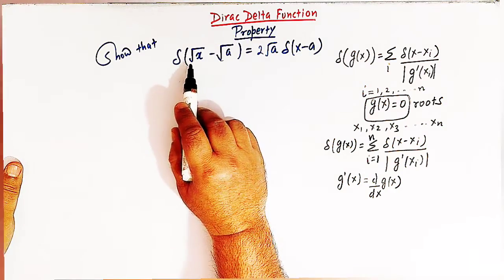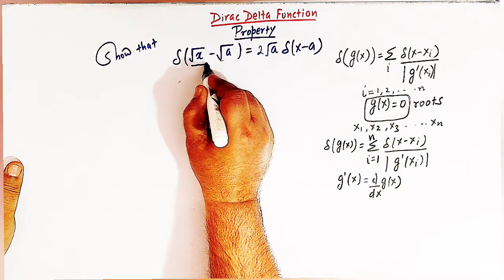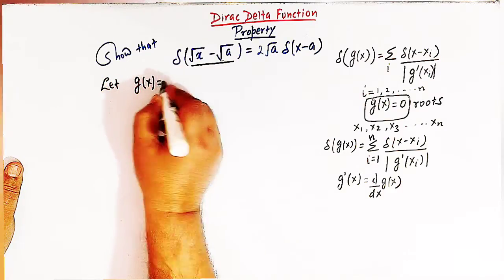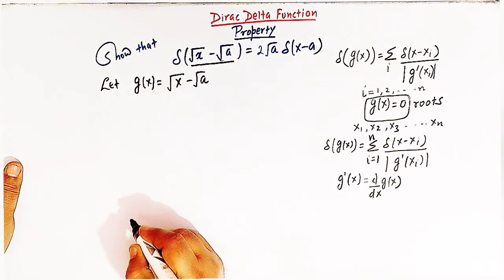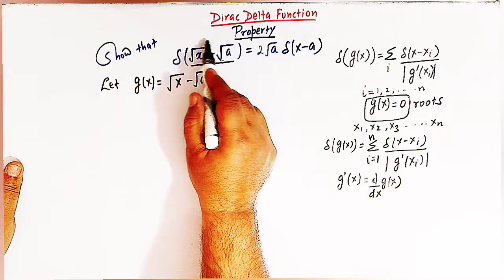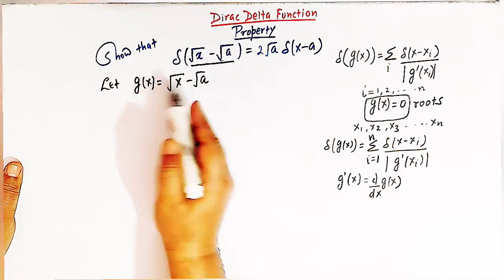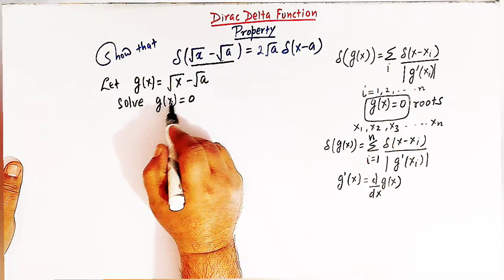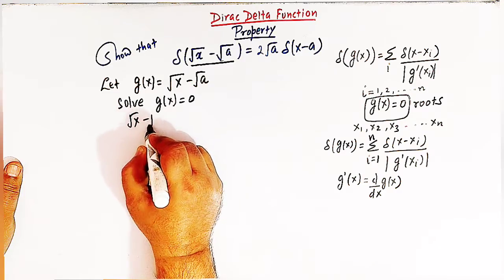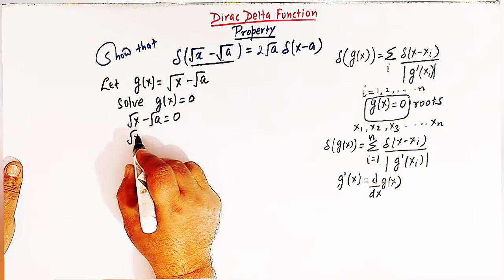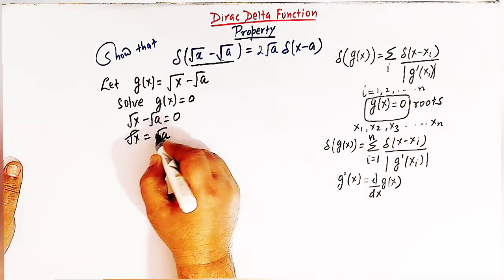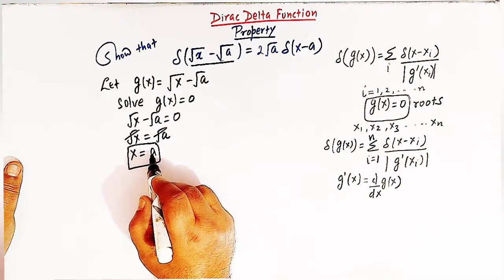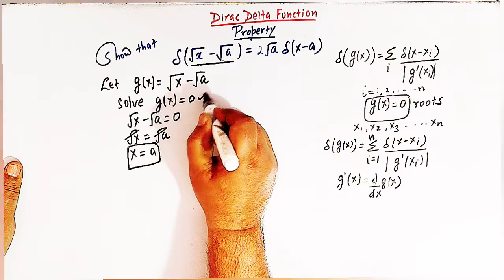So let us come to this property. Here we will take this expression as g of x. The first step is to assume that g of x is square root of x minus square root of a. Now let us solve the equation g of x is equal to 0 to get the roots. We have square root of x minus square root of a is equal to 0, so square root of x is equal to square root of a, and the square roots get cancelled, so we are left with x is equal to a. So x is equal to a is the only root of this equation.